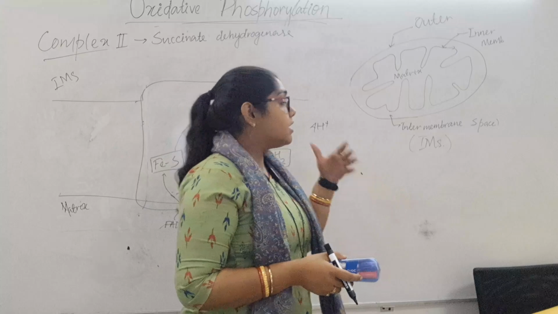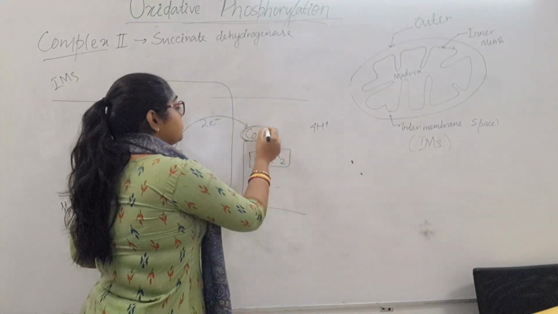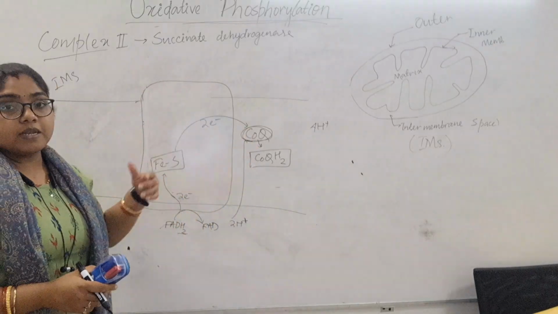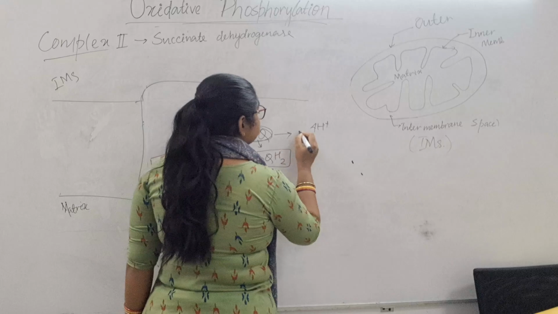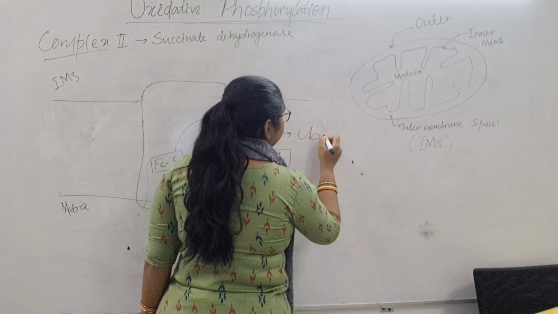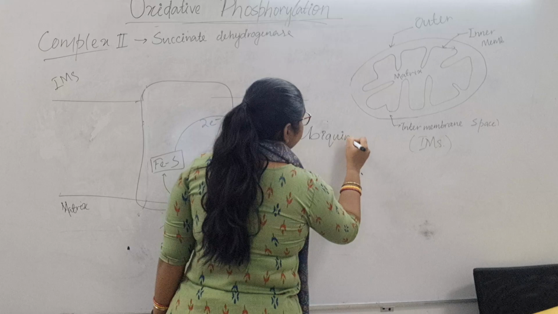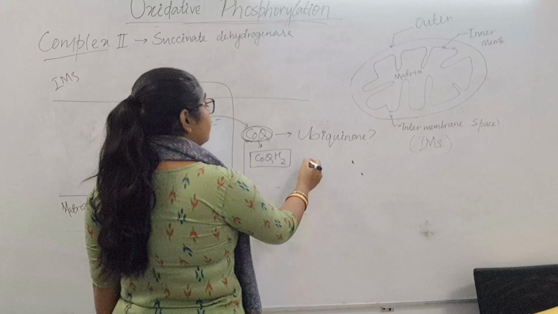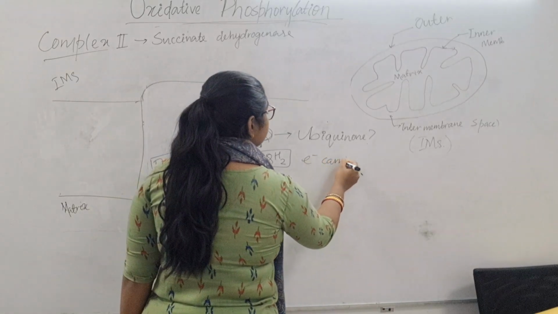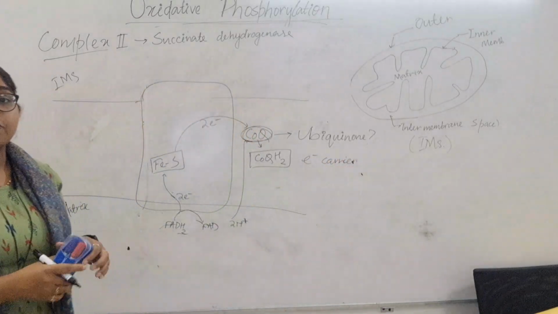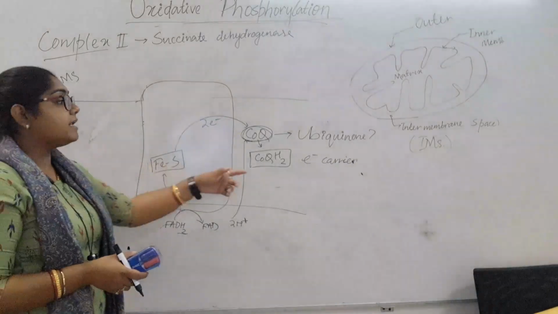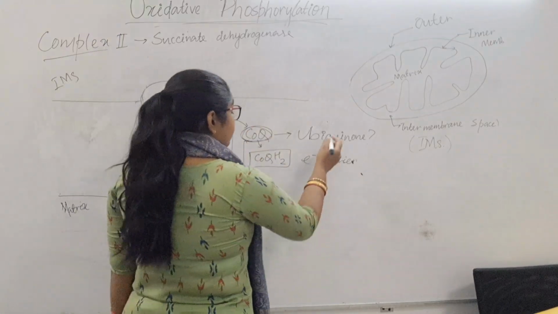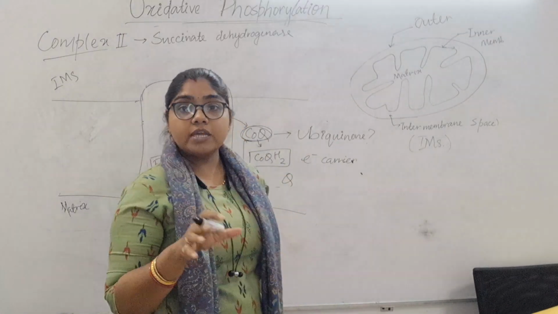Till now I have been saying that there is a ubiquinone which is accepting the electron from complex 1. So now what is this ubiquinone? Ubiquinone is an electron carrier, which carries electrons from complex 1 and complex 2. It is also known as coenzyme Q.